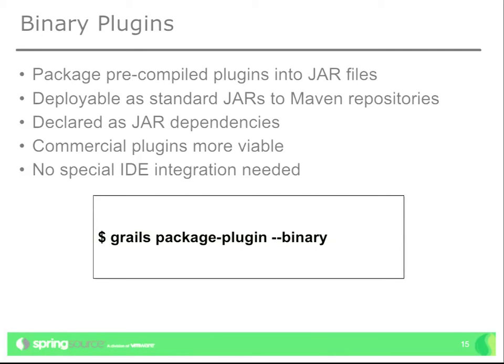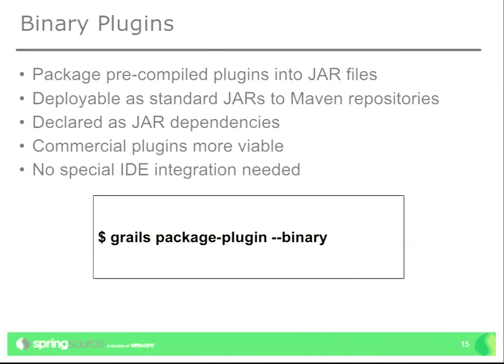So for example, if you wanted to write a commercial plugin and you wanted to sell it, or for whatever reason you didn't want to distribute the source code to your plugin, you really can't do that with Grails 1. In Grails 2, the default is just that. So you're still distributing the source code for your plugin.